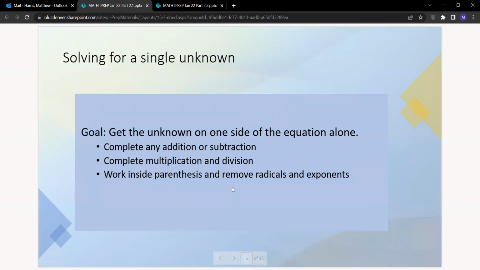So when we're solving for a single unknown, our goal is to get the unknown on one side of the equation all by itself. Because then it will read something like x equals something, right? But whatever that something is, that is the value of x. So the way we do this is we complete addition and subtraction, and then multiplication, division, and then we work inside of parentheses to remove radicals and exponents. So let's go ahead and see what this looks like.